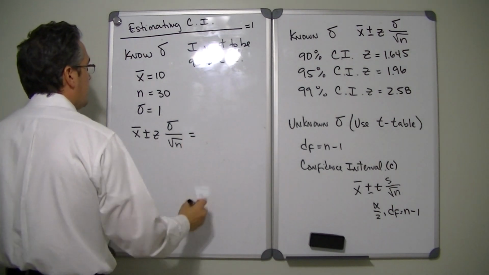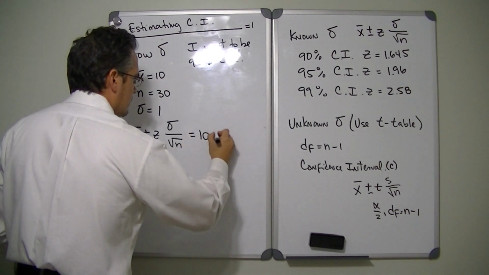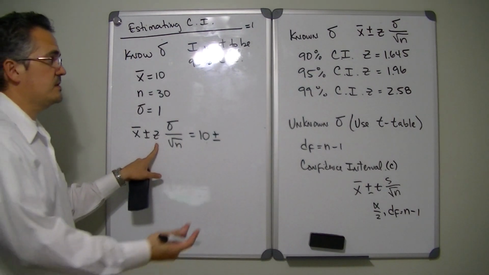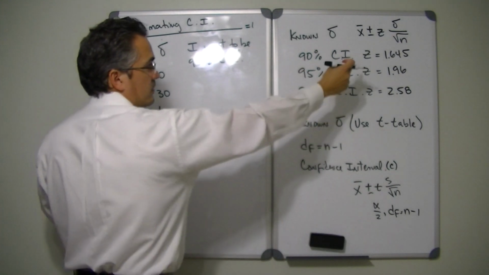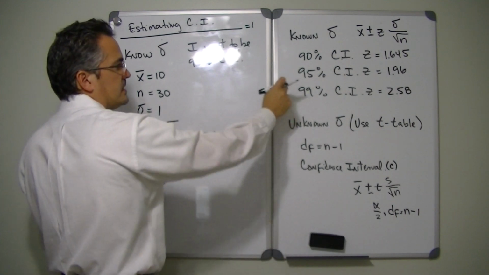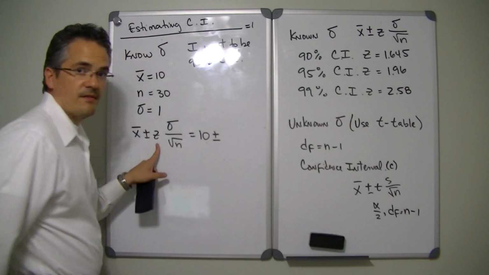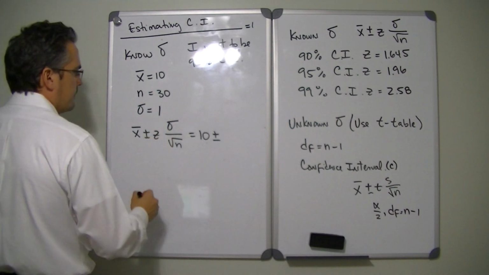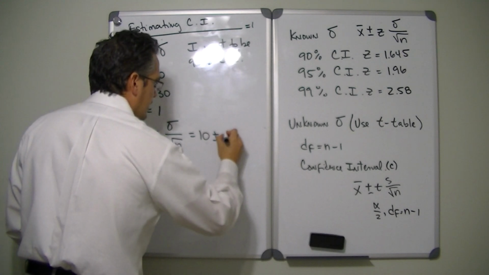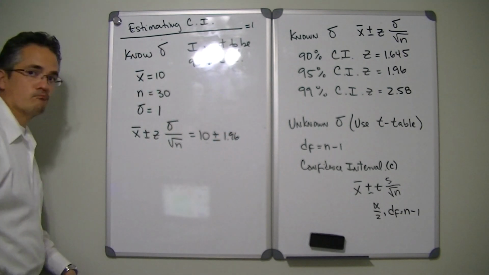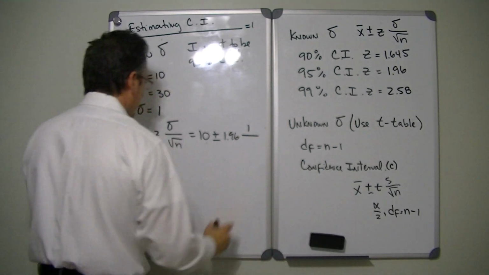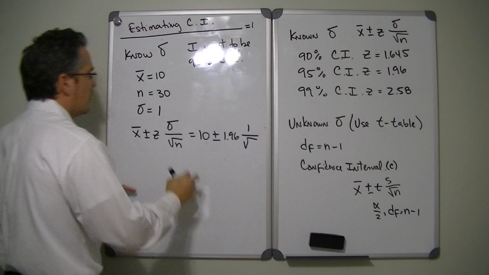So my x bar is 10 plus or minus. I know how to get the z already. Again, this is a shortcut. If it's 90%, you plug in 1.645. If it's 95%, you plug in 1.96. And if it's 99%, you plug in 2.58. Because it's a 95% confidence interval, we're going to plug in 1.96. Then we take our sigma, which is 1, and divide that by the square root of n, which is 30.